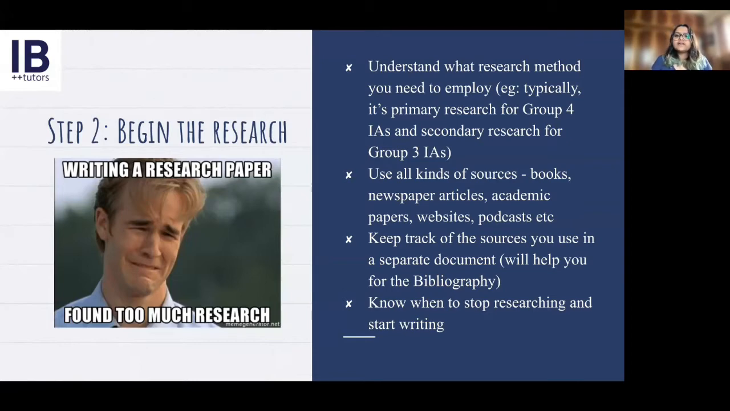And for secondary research, you need to look up, read sources, and do a literature review or an analysis of discourses. So you need to figure out what research method is appropriate for your assignment. Once you do that, use all kinds of sources. So for secondary research, IA or EE, you might want to collect all sorts of sources: books, newspaper articles, podcasts, websites.